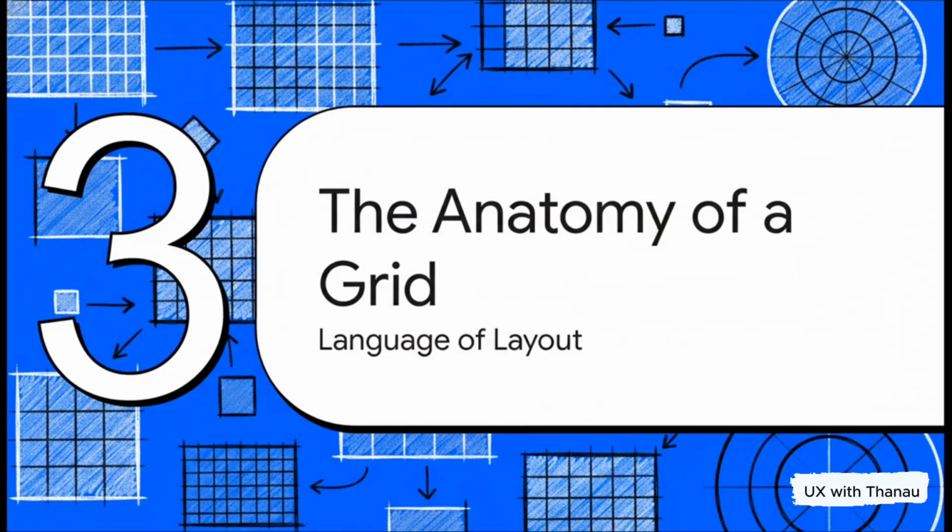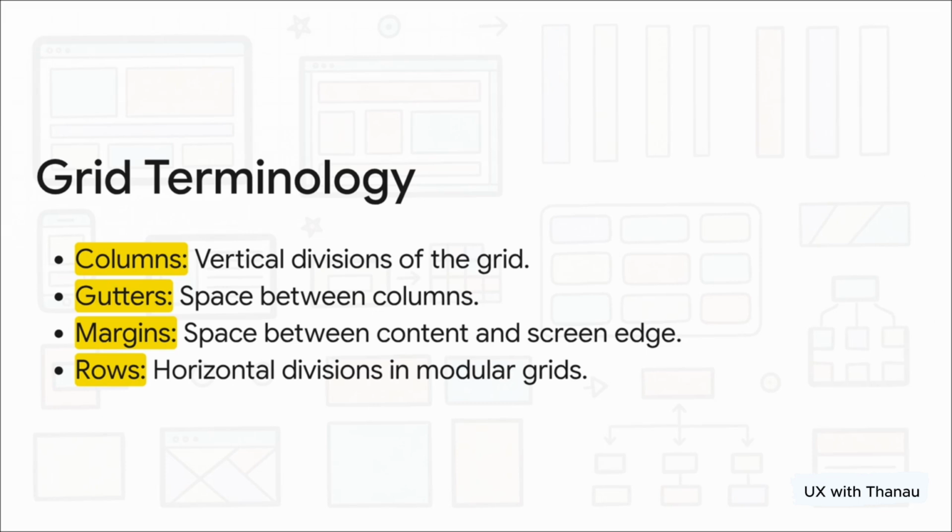Okay, so now that we know the different types of grids, let's learn the lingo. We're going to break down the key parts that make up a grid's anatomy. The language here is actually super simple. Columns are just those main vertical stripes where you put all your stuff.